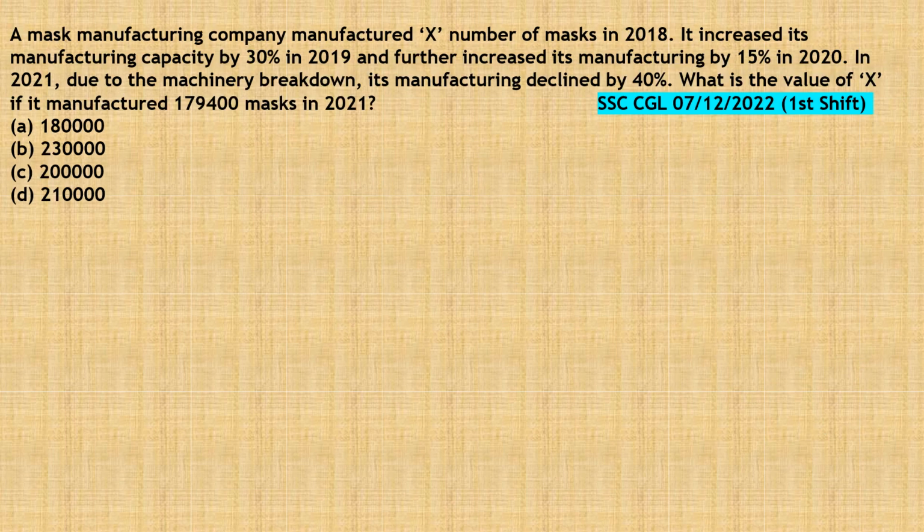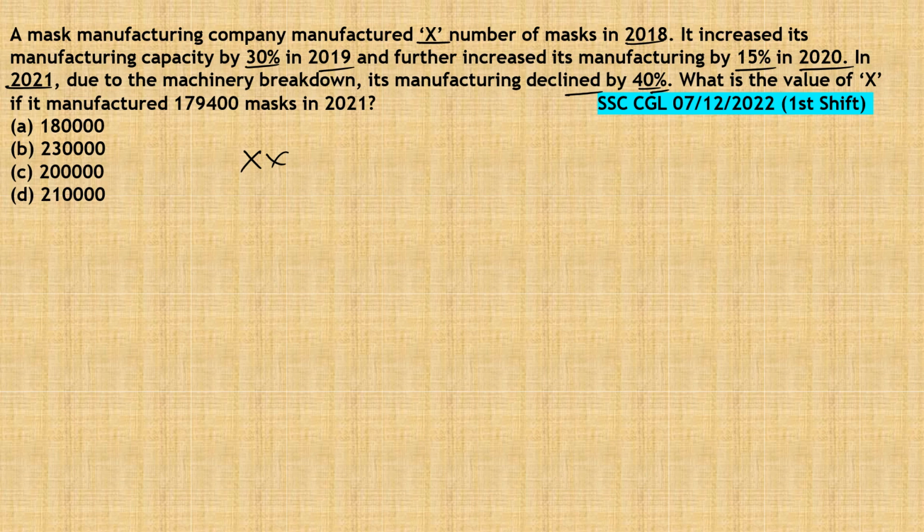A mask manufacturing company manufactured X number of masks in 2018. It increased its manufacturing capacity by 30% in 2019 and further increased its manufacturing by 50% in 2020. In 2021, due to machinery breakdown, its manufacturing declined by 40%. What is the value of X? We need to find the value of the initial number of masks manufactured by the company.